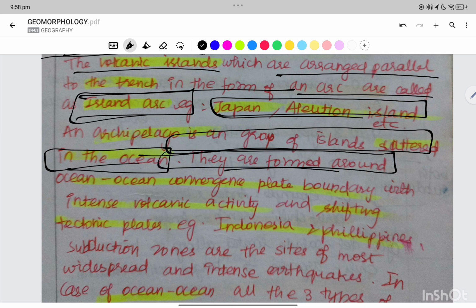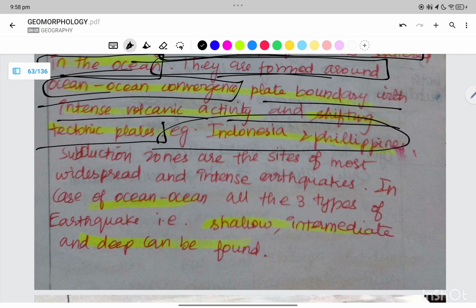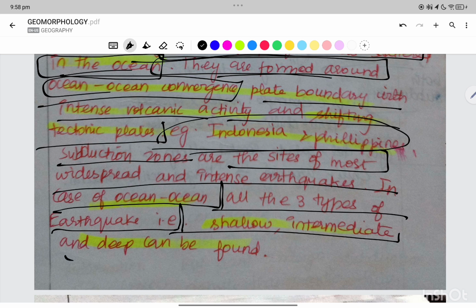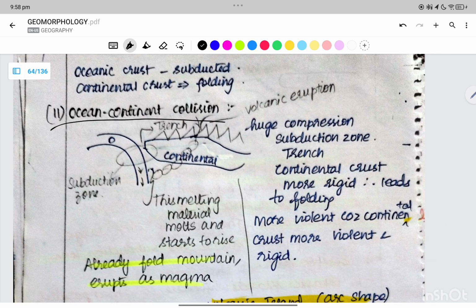An archipelago is a group of islands scattered in the ocean. They are formed around ocean convergence plate boundaries with intense volcanic activity and shifting tectonic plates. Examples are Indonesia and the Philippines. Subduction zones are the site of the most widespread and intense earthquakes. In ocean-ocean convergence, all three types of earthquakes, shallow, intermediate and deep-seated, are found. Now, continent-continent convergence.